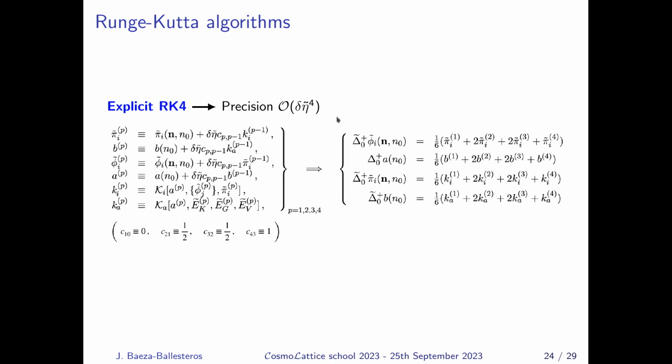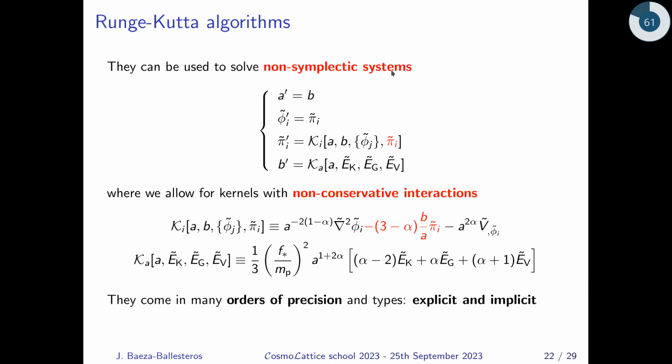But the advantage is that they allow you to reach these higher precisions, and more than that, they also allow you to solve these non-symplectic systems. So if you want to go to one of these systems, you need to use Runge-Kutta. And in particular, one of these systems arises when you consider non-minimally coupled scalar fields to the curvature scalar, to the scalar curvature. And this is what's going to be discussed on Friday by Ben.